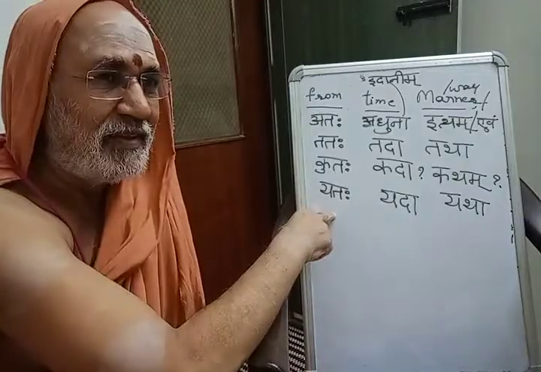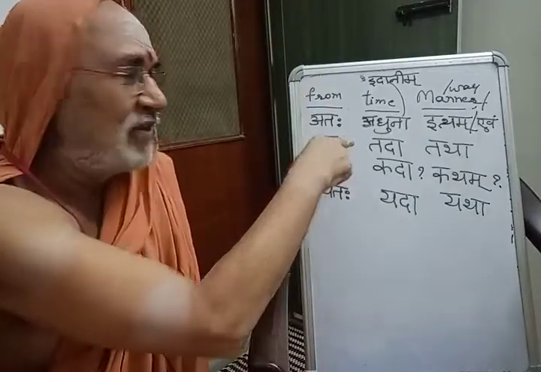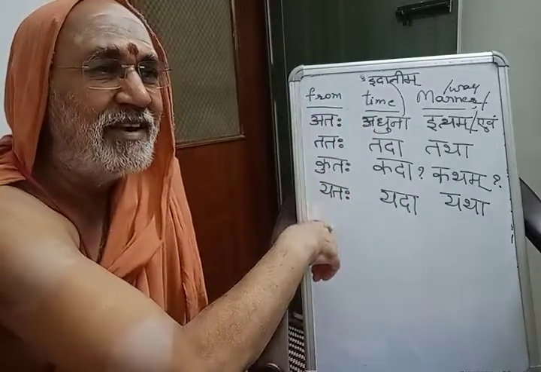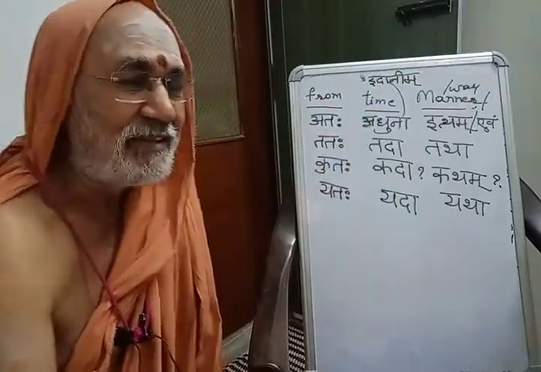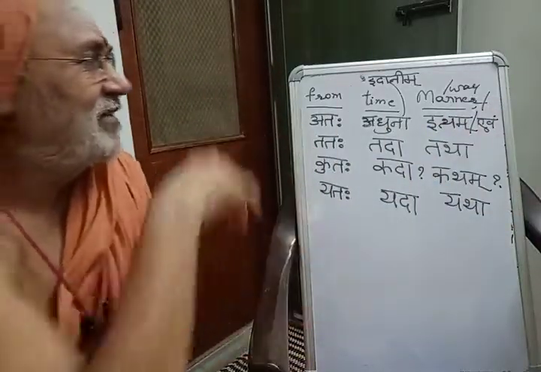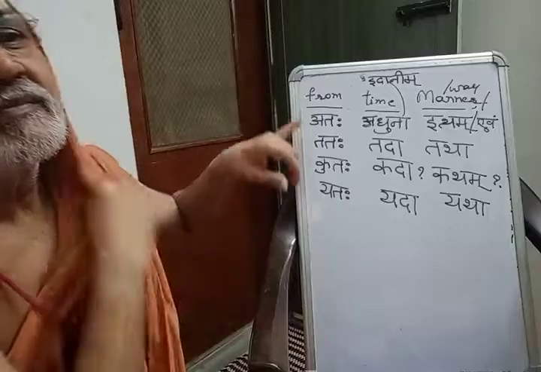Yataha he has come, yataha he wants it, tataha we reply. Since he is asking, yataha he is asking, tataha we reply. So since he is doing it, therefore we do it. Since and hence.